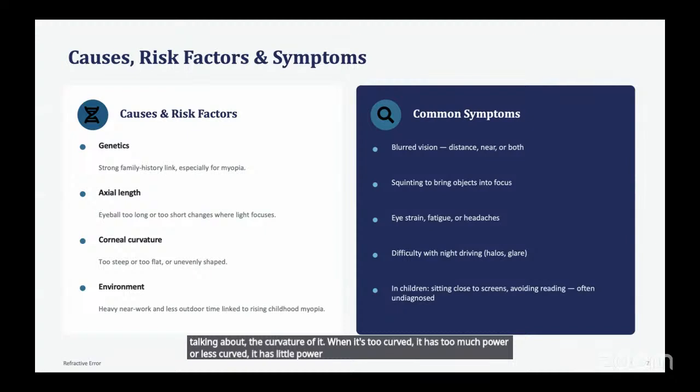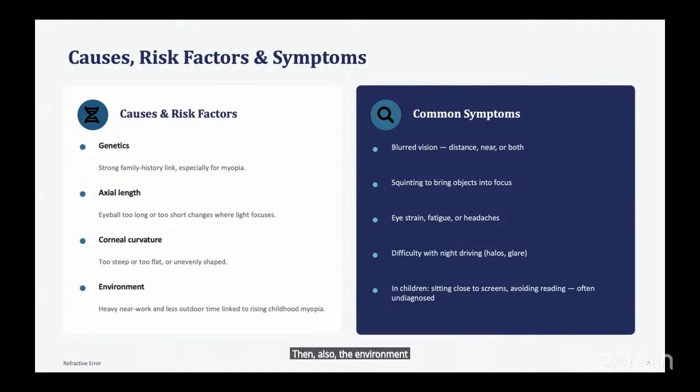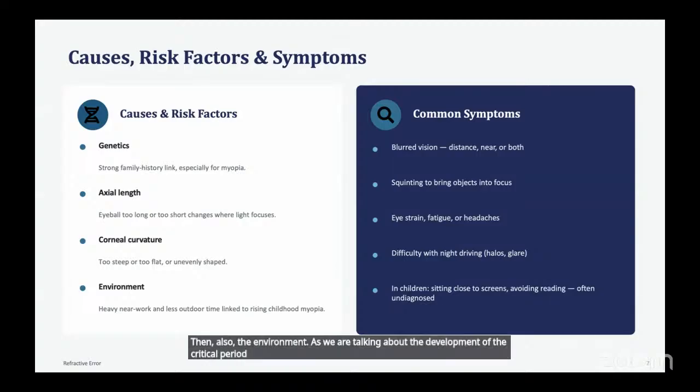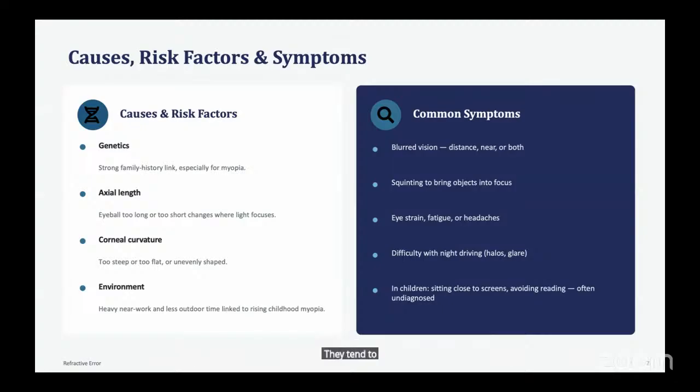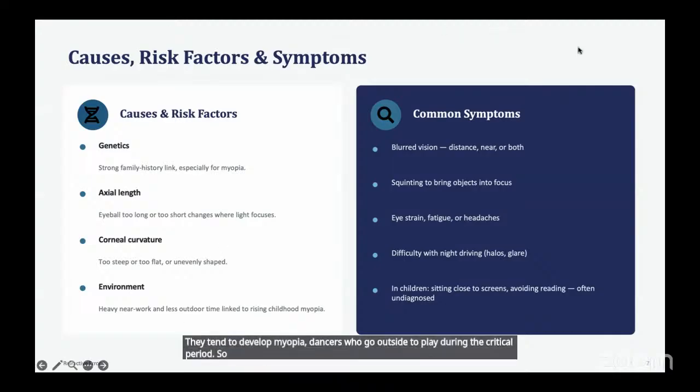Then also the environment, as we are talking about the development of the eye, the critical period. Kids who in their critical period are engaged on their phones a lot, or watching tablets a lot, or doing a lot of near work, they tend to develop myopia more than kids who go outside to play during the critical period. So whilst they're playing, they're looking at things afar, which helps the eye to train itself to make things afar much clearer for the kid.